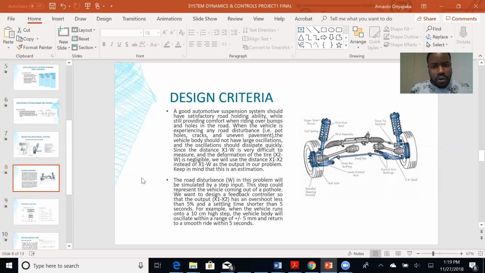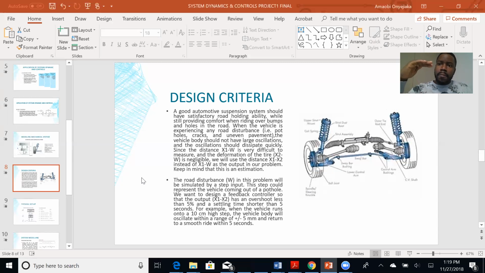The road disturbance in this problem will be simulated by a step input. The step could represent the vehicle coming out of a pothole. We want to design a feedback controller so that the output has an overshoot less than 5% and the settling time shorter than 5 seconds. For example, when a vehicle runs onto a 10 centimeter high step, the vehicle body will oscillate within a range of plus or minus 5 millimeters and return to a smooth ride within 5 seconds.